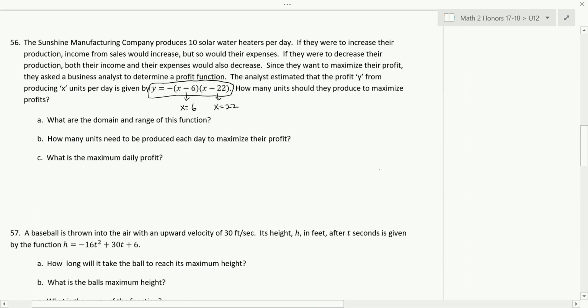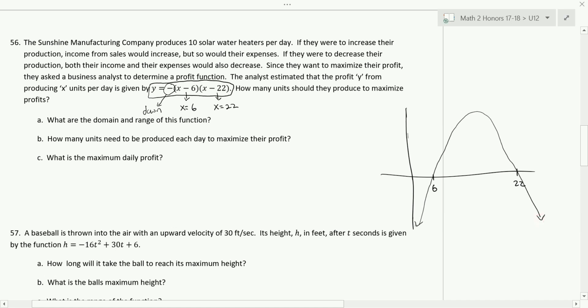In all these problems, it's nice to have just a little sketch of what's going on. It doesn't have to be perfect. Let's say this is 6, this is 22. Is this parabola going to open up or down? There's an easy way to tell. You look at the leading coefficient, which we call A. If A is negative, it's going to open down. If A is positive, it's going to open up. So we know that this parabola looks something like that.